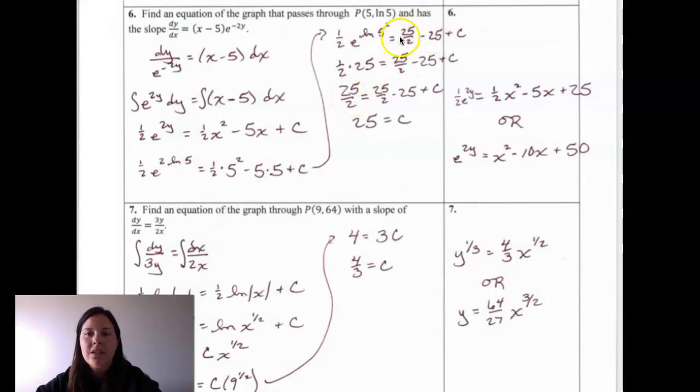Simplifying over here, and then my 25 halves cancel. I could subtract those from both sides and then add the 25 to both sides. So my c value is 25. Subbing that back into my original equation, leave it alone, or if you really want to get rid of those 1/2, you can multiply everything by 2. So that's my second equation there.